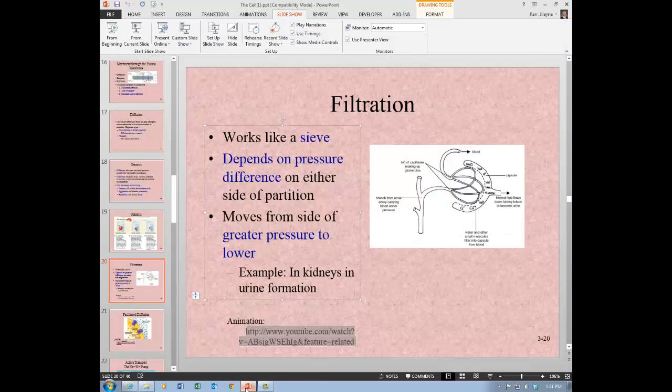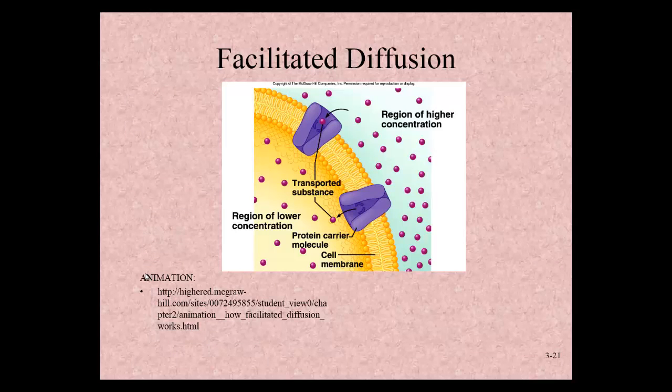Then we get into these mediated transport mechanisms, which means they require a carrier. Now there's a special type of diffusion called facilitated diffusion where we have substances still moving from a region of higher concentration to lesser concentration, but there's no energy involved. There is a protein carrier that's involved, but there's no energy to drive this carrier. It simply changes its shape and transports that substance to the other side.